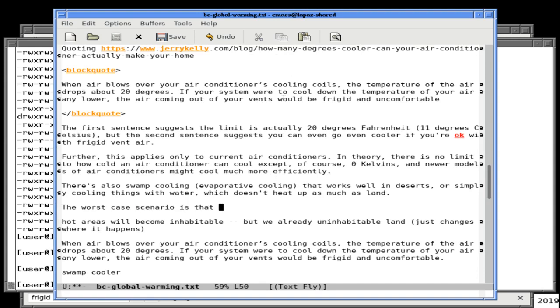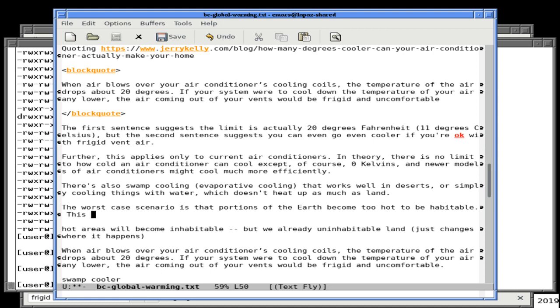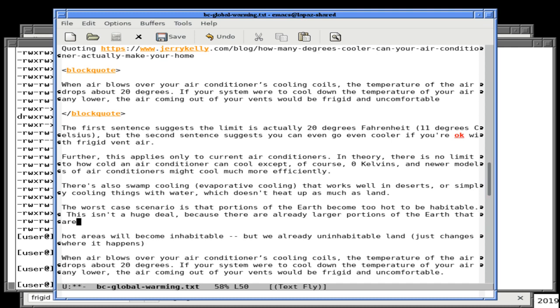Is that portions of the Earth become too hot to be habitable. This isn't a huge deal because there are already larger portions of the Earth that are essentially uninhabitable because they are too cold.